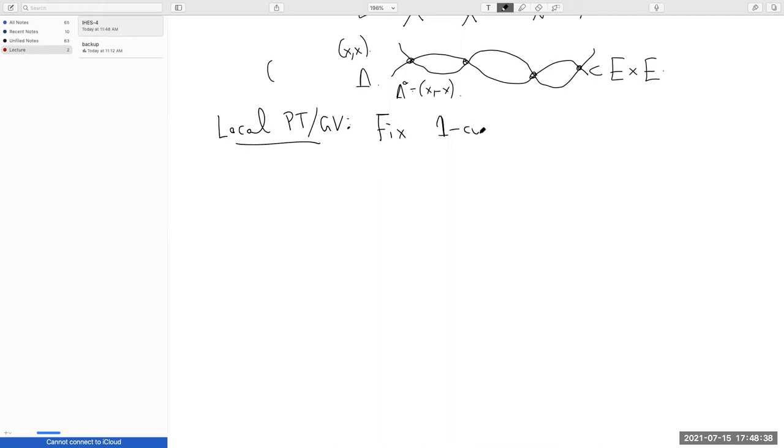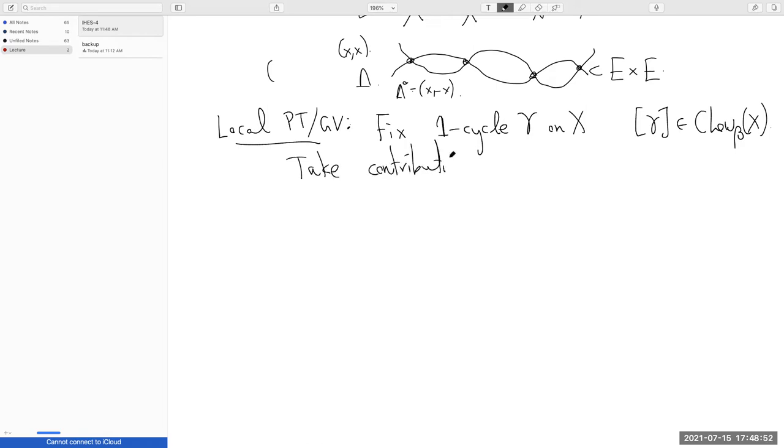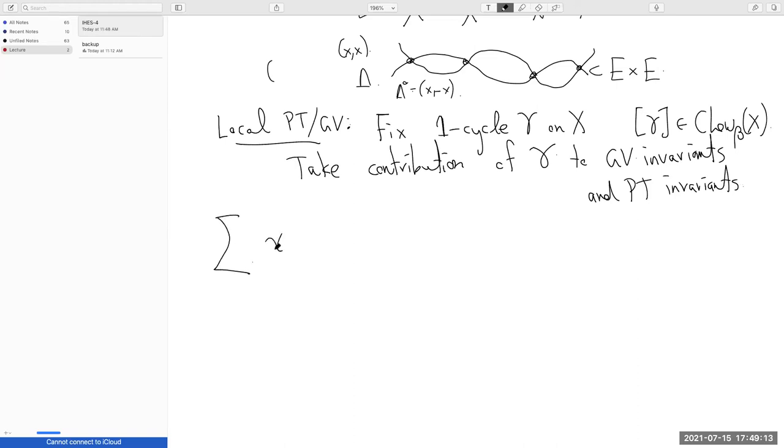I could fix a one cycle on X, take the corresponding point on the Chow variety, and then just take the contributions of this one cycle gamma to both the Gopakumar-Vafa invariants as I've defined them, and to the stable pair invariants. So for instance, the way you do that on the Gopakumar-Vafa side is instead of taking the Euler characteristic of this perverse cohomology sheaf, I could just take this perverse cohomology sheaf and then restrict it to the point that I'm interested in on the Chow variety, and then do everything that I was doing before.